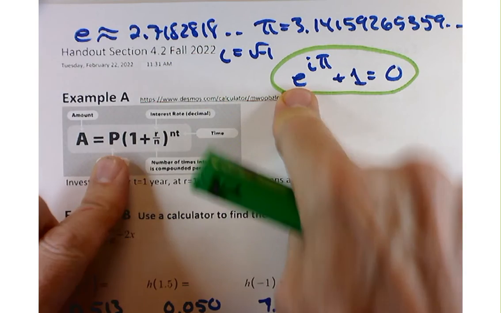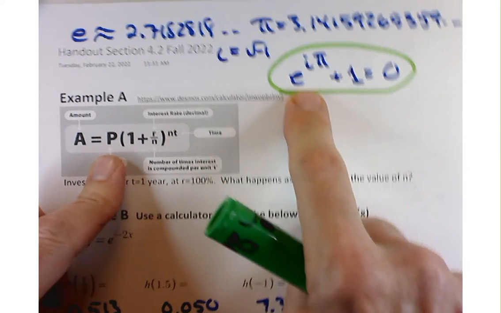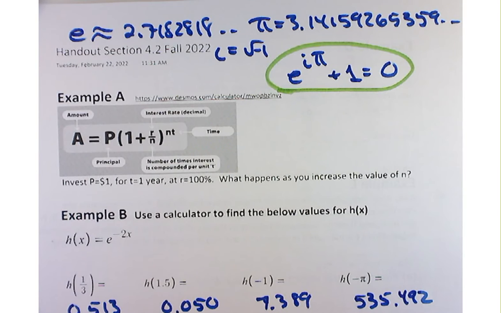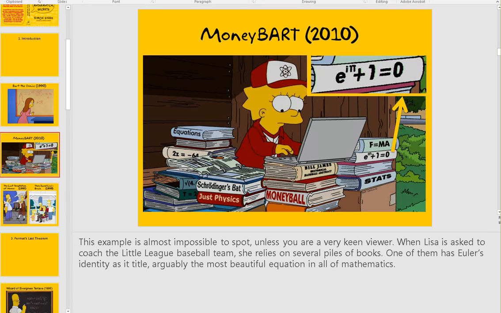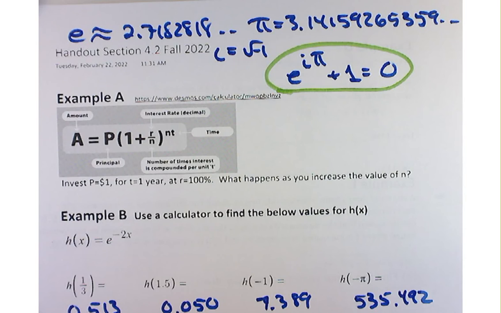This is a transcendental number. It's not the root of any polynomial. Same with this one. They never repeat. They never end. And somehow it all balances out. And you've got the five most important constants of math in one nice little number there. Just too cool. In fact, in an episode of The Simpsons, "MoneyBART," Lisa's studying to be manager of a baseball team, and one of the books is e to the i pi plus 1 equals 0. So, yeah, there's just a lot of that freeze frame gag math tucked into The Simpsons. So, anyways, pretty cool.